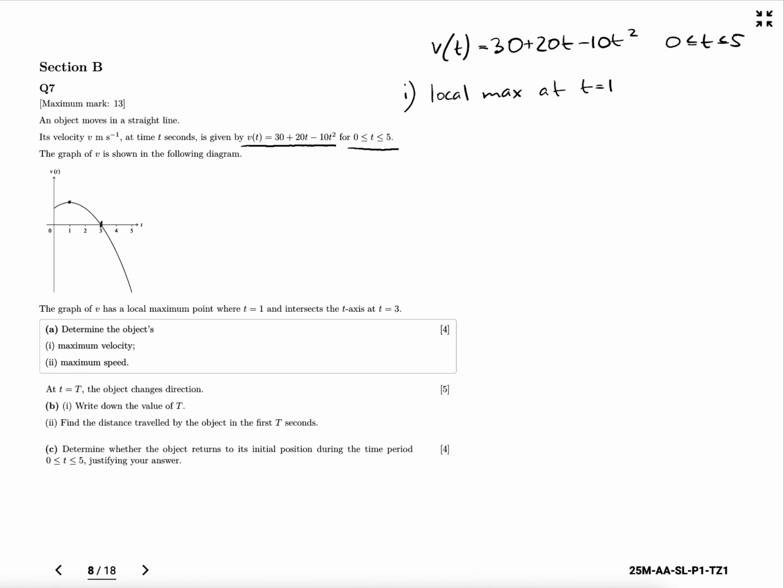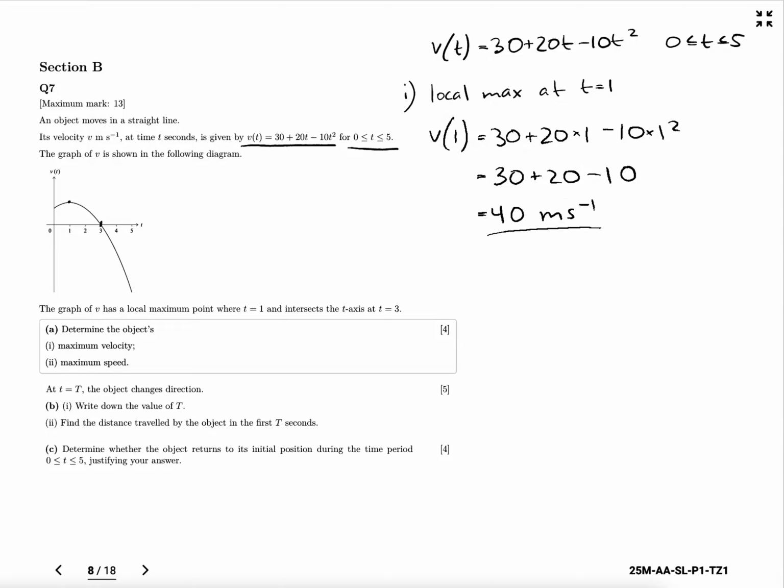Okay, and we have to calculate first the maximum velocity. And we've already been given that the local max is when t is equal to 1. So all we have to do is find the velocity at t equals 1. So we write down the function, minus 10 times 1 squared. So we get 30 plus 20 minus 10, so 40 meters per second.